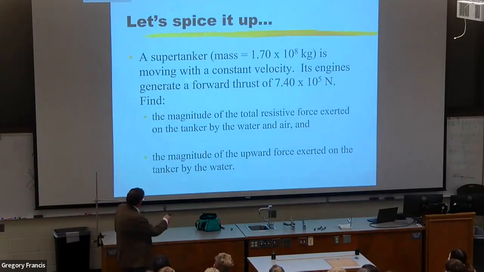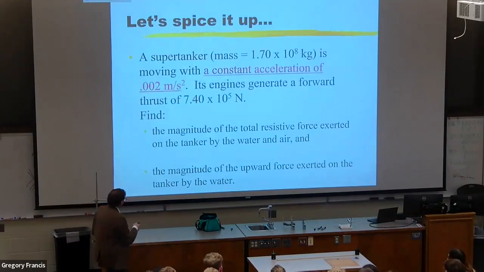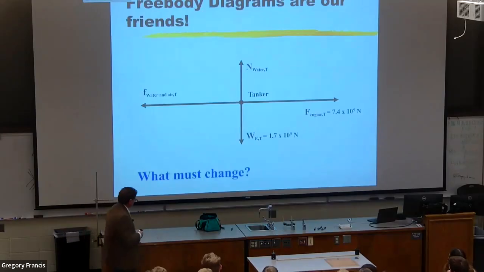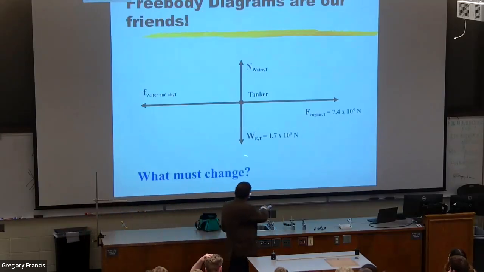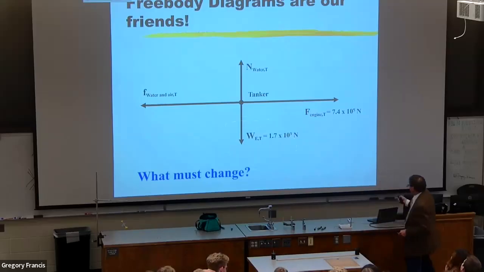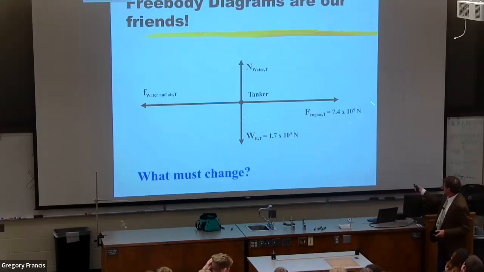Like you just pointed out, the most important words in this problem were constant velocity. That's what made it an equilibrium problem. But what if instead I said it was a constant acceleration? It's not a big acceleration, but it is something. Well, if I go back to my free body diagram, I didn't change the mass, so I don't change the weight. I was told that the thrust force stayed the same.